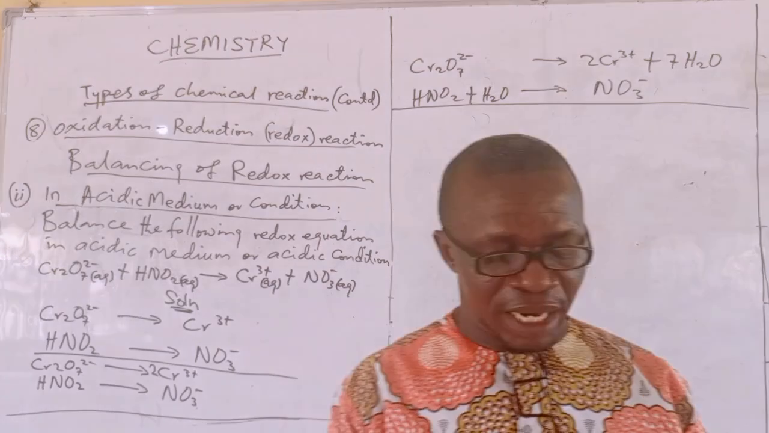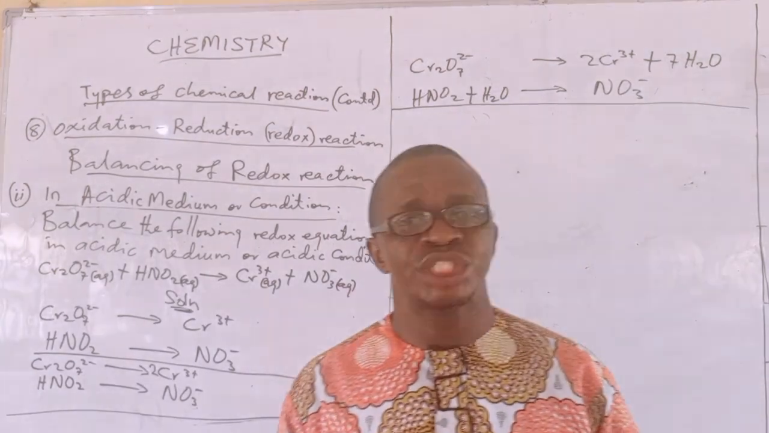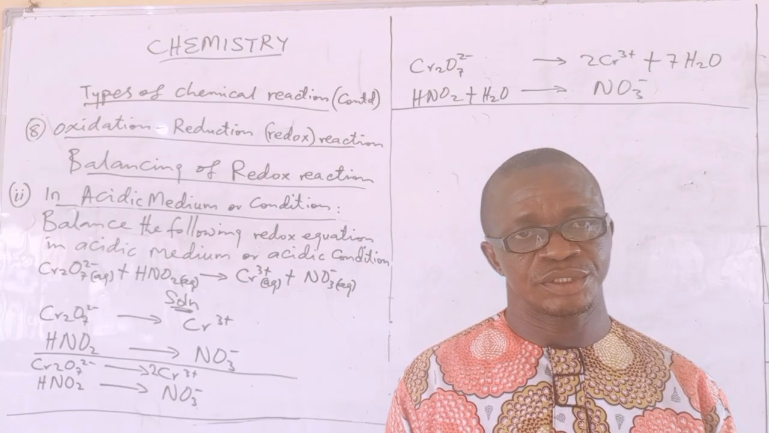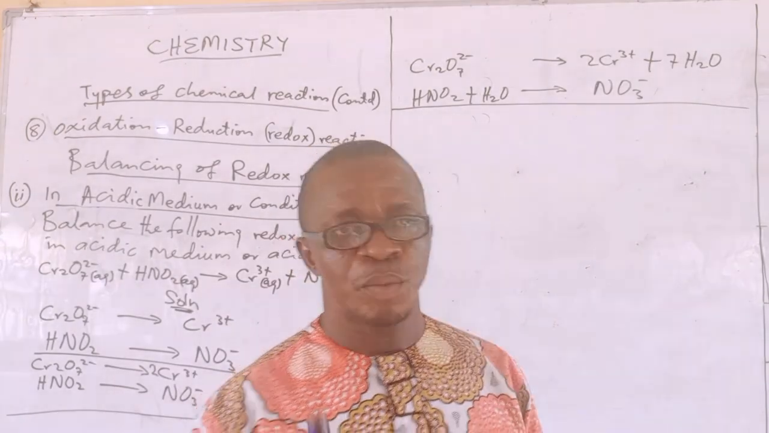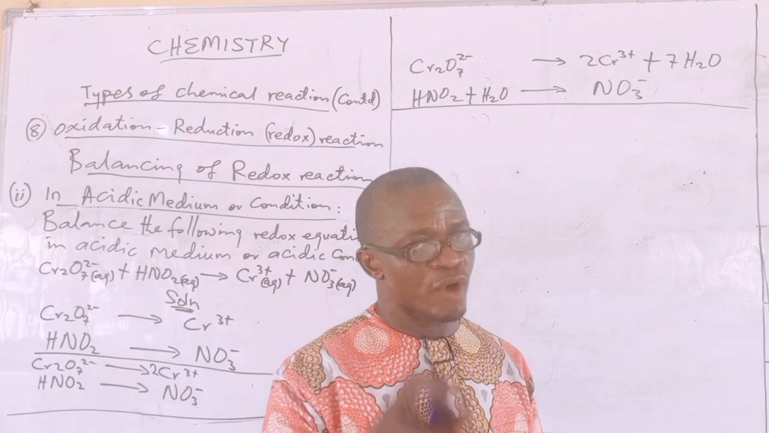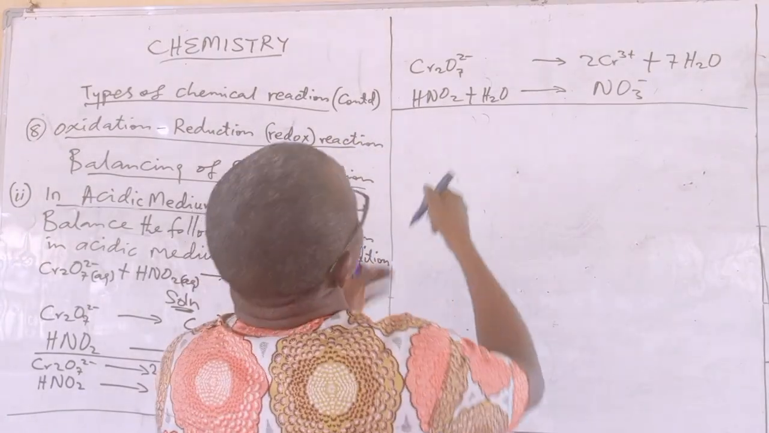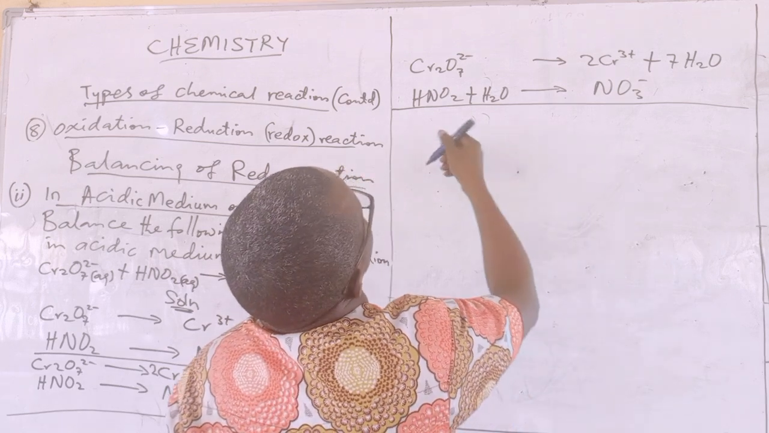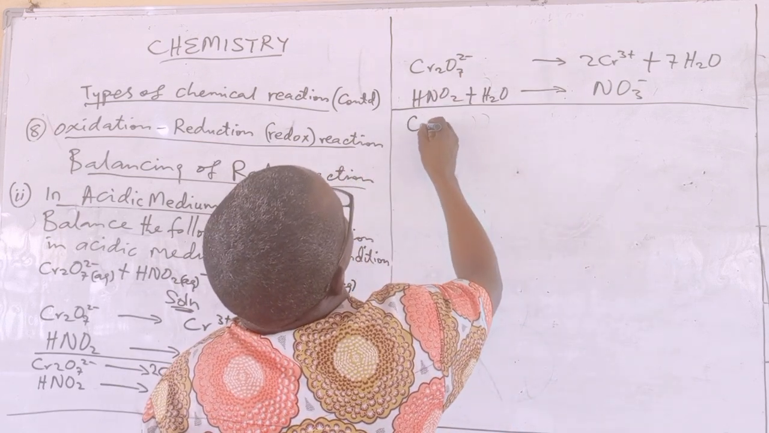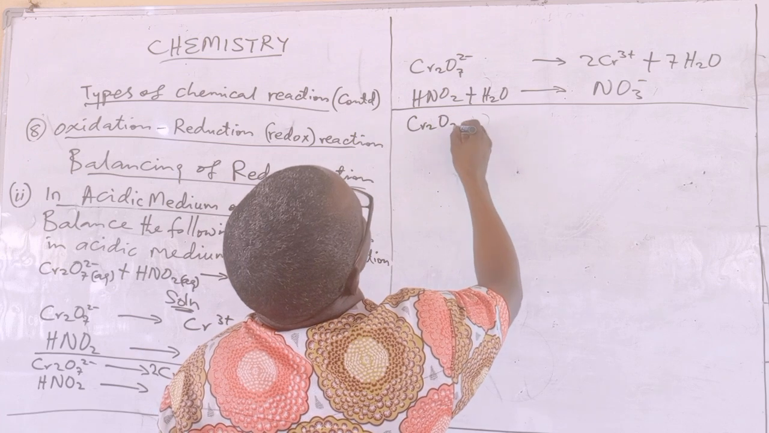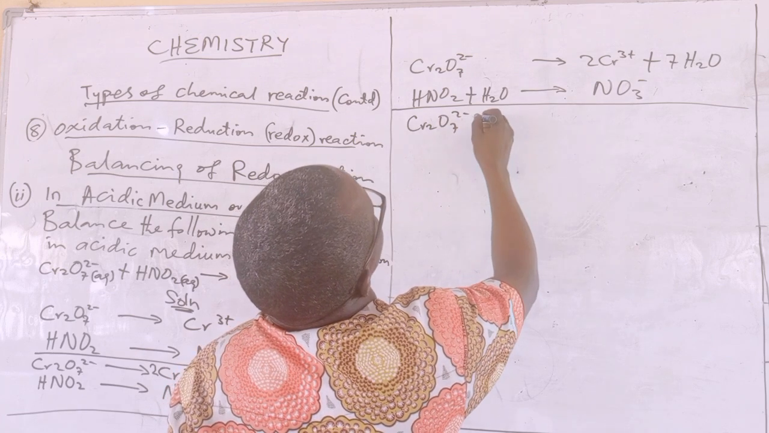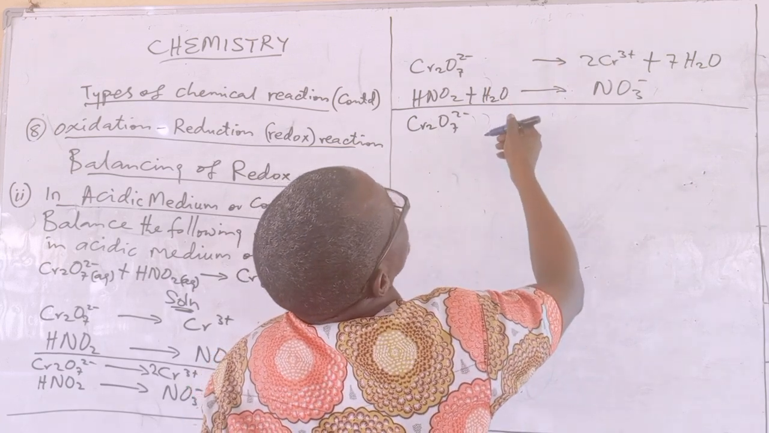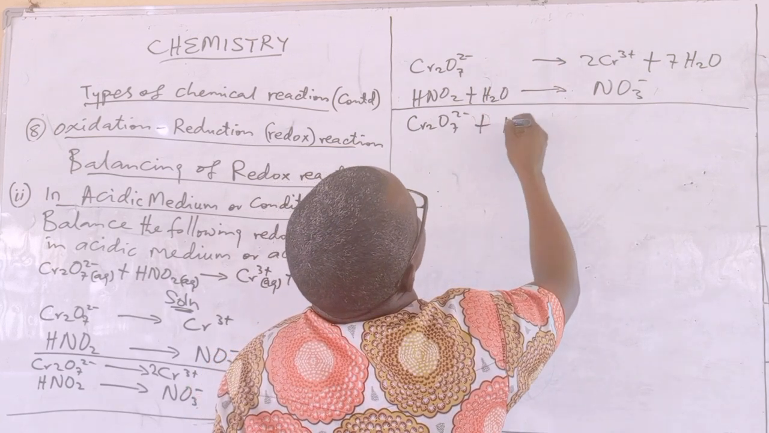Next is balance hydrogen with protons. Use proton to balance hydrogen. Balance hydrogen with proton. That's the next step. I hope you have written that. Okay, now let's see how that can be done. We are going to balance hydrogen now with proton. So the first equation, Cr2O7 2 minus. I have hydrogen in this side, I don't have here, so I will put plus proton.